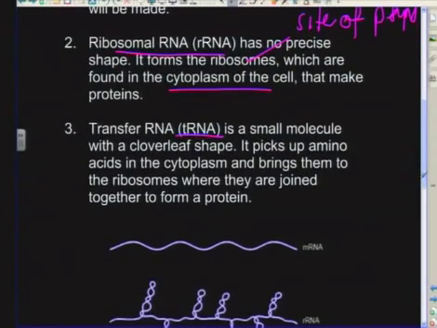Last one, transfer RNA, a small molecule with a clover leaf shape. It picks up amino acids. Listen to this. It picks up amino acids from where? From the cytoplasm. And what does it do with them? It brings them to the ribosomes, where they are joined together to form a protein.